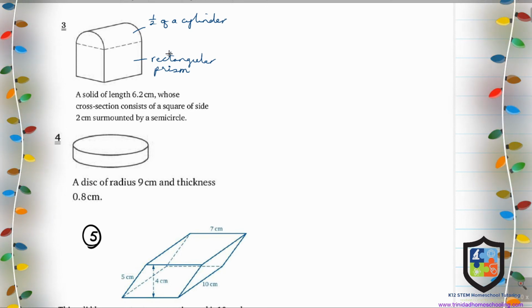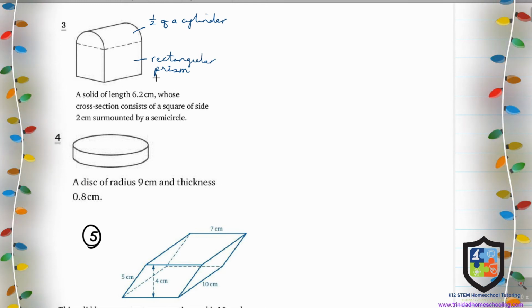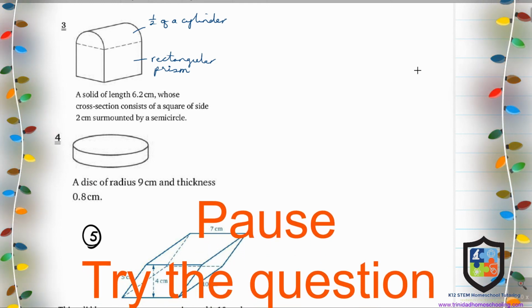So what I want you to do is pause the video and try to find the volume of this shape. We already did an example with half of a cylinder, and we already did examples with rectangular prisms, and we did examples with composite shapes. So you pause the video, put in your lengths, put your values into your diagram, and work it out, and then come back and unpause and view the solution.